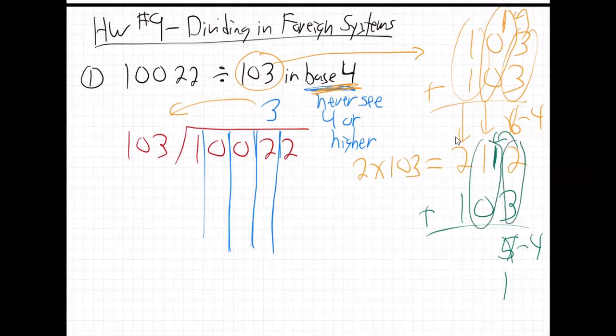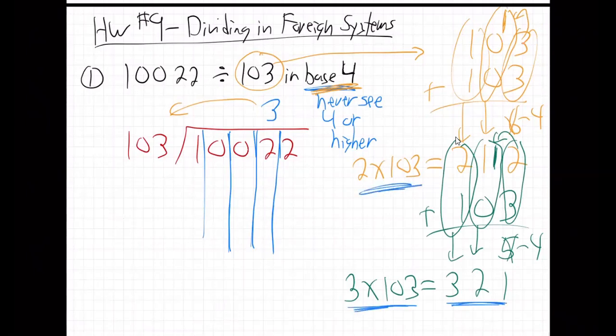1 and 1 and 0 makes 2. And then 2 and 1 makes 3. 3, 2, 1, that's 3 103s, isn't it? And so now we're ready. We have 3 103s. We have 2 103s.